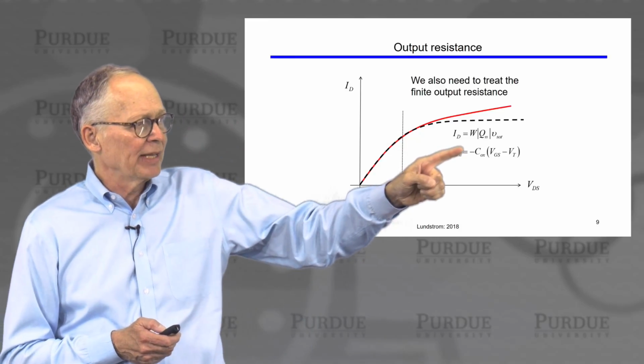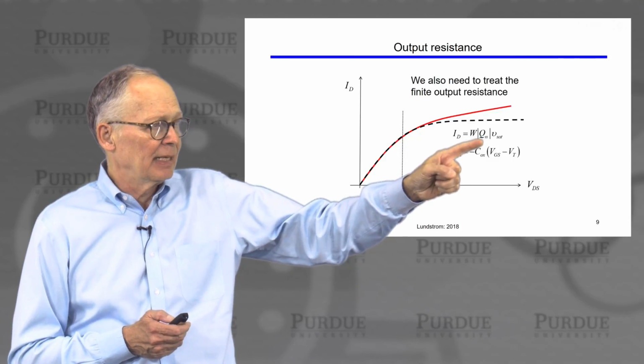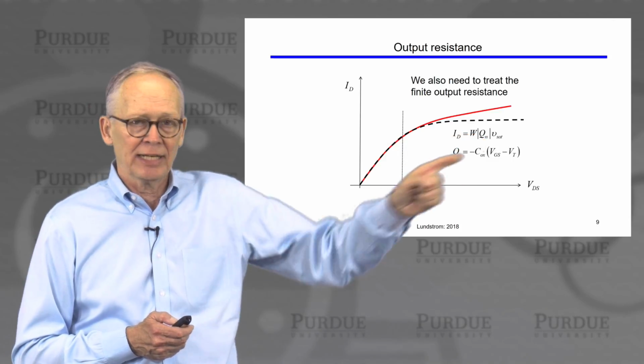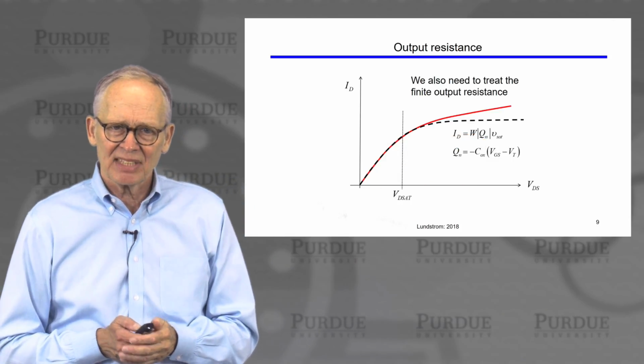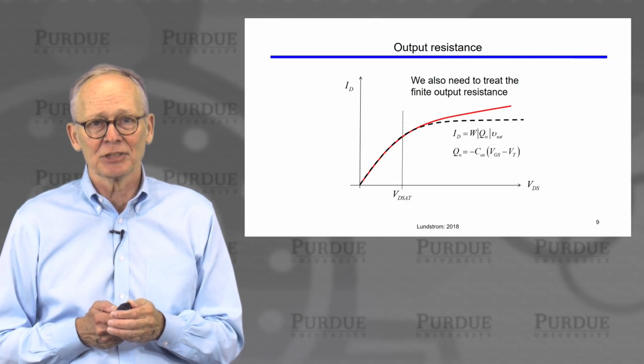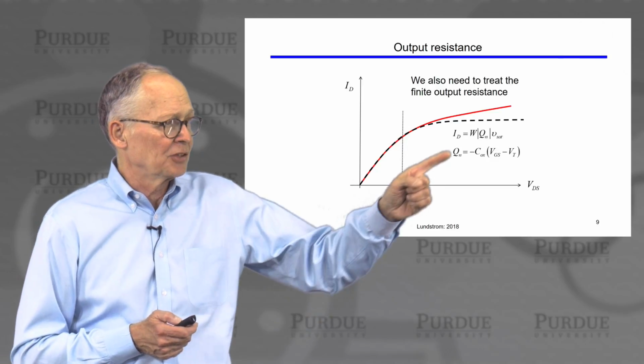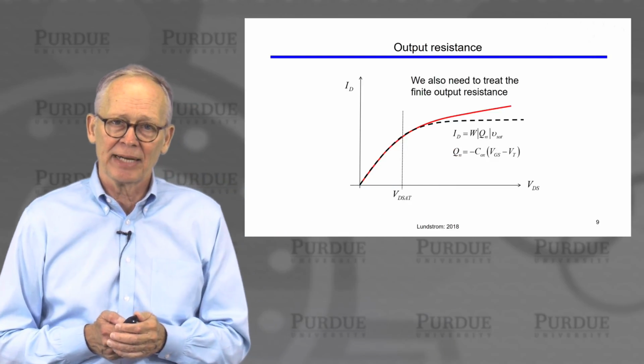Well, we can see where that can come in. There's really not much we have to do to our expression. The current here is charge times saturation velocity. The saturation velocity is just a number, about 10 to the 7th centimeters per second for silicon. That's not going to change with drain voltage. The charge is minus Cox, Vg minus Vt.